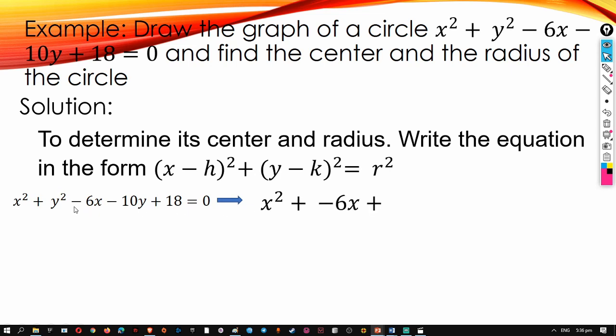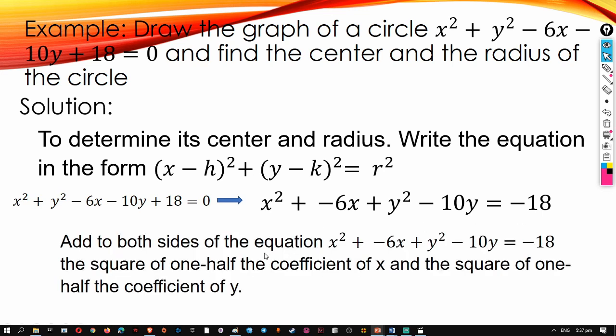Okay, then ito naman, y squared minus 10y equals negative 18. So, transpose ko yung 18, kaya siya naging negative 18. Next.